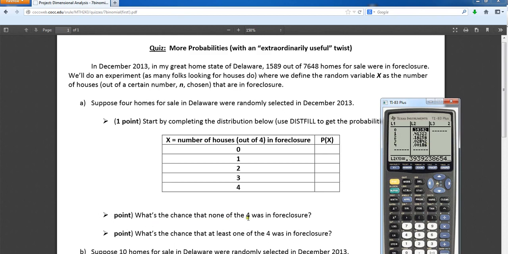What's the chance that none of the 4 was in foreclosure? It's right there, 39%. I'm not exactly sure why I asked you that question. What's the chance that at least 1? Well, that's the remainder. If 39% are not in foreclosure, that means the other 61% have to be in foreclosure. So that's the first bit.